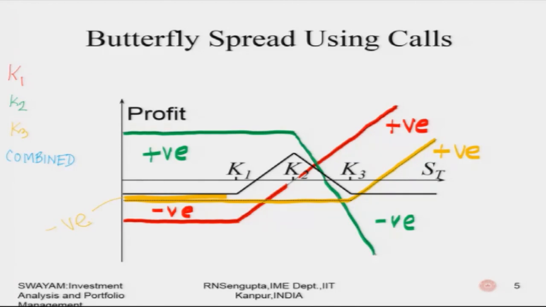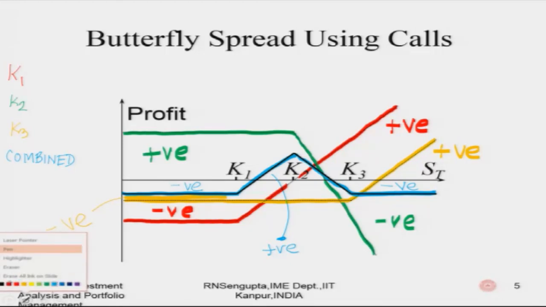Now, when you combine it, the distances between K1, K2 and K3 are just hypothetical, it can be anything, but obviously maintaining the fact that K1 is less than K2 is less than K3. So, the combined one, which is blue in color, would look like this. You are thinking the prices will be fluctuating between K1 and K3. So, this is negative, this is also negative, this small triangular part. It looks like the butterfly wings, that is why it is known as butterfly spread. So, this is positive.